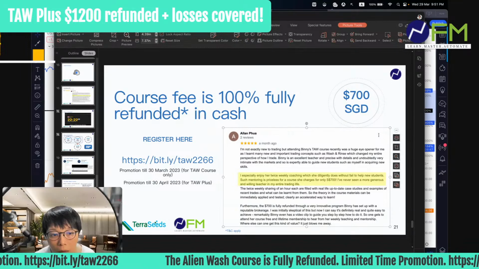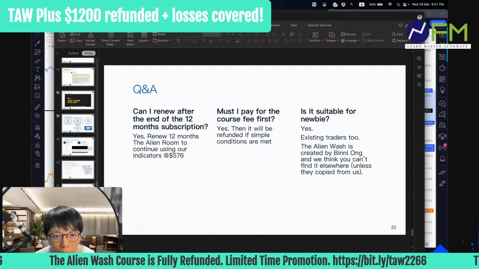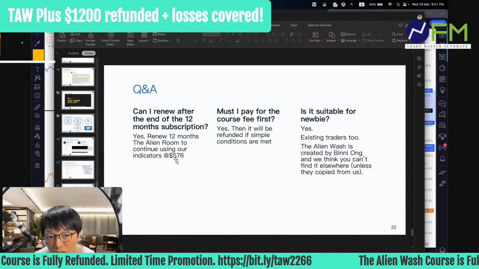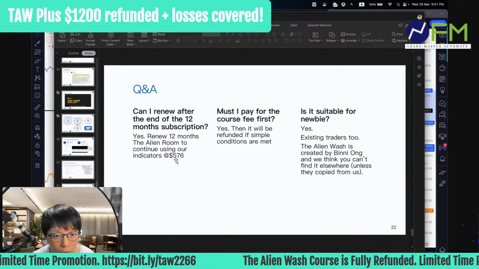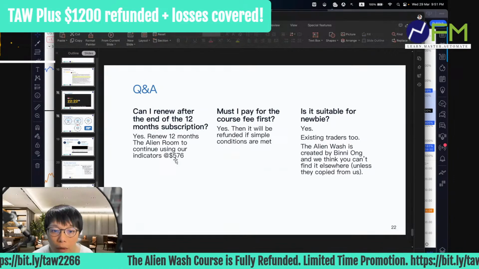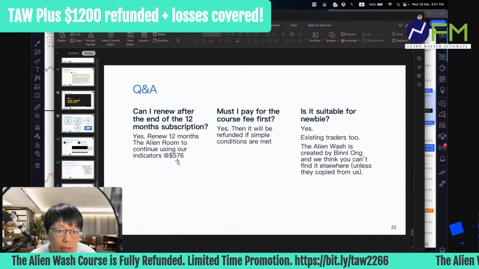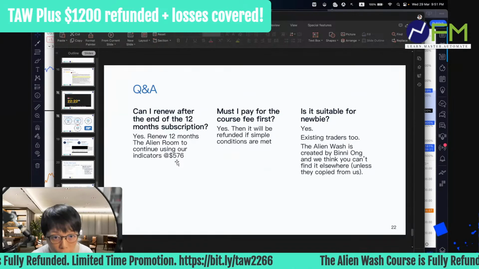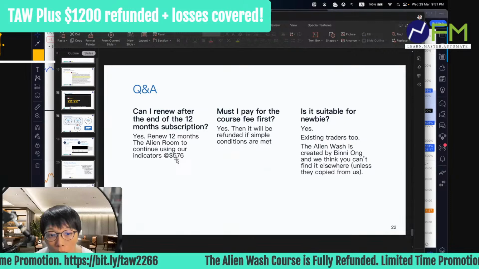Before I answer the question, this one here: if I attend any of our courses, it comes with this 12 months of the alien room, basically the right to use our support, our indicators and our robots. What happens after 12 months? You have to renew and pay the 12 months fee again. This is the only one that I'm charging recurring, but you have the option not to renew, and you can still attend my webinars. That's 576 Sing dollars a year.